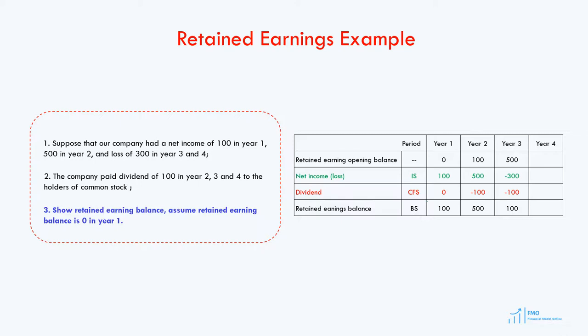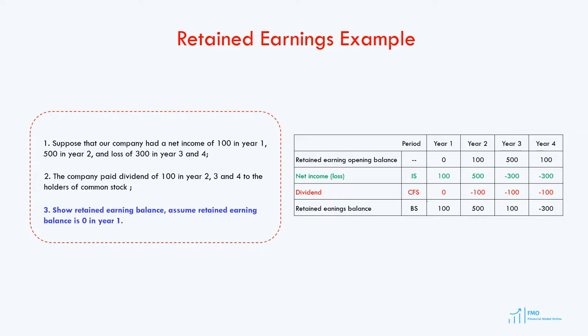In year 4, the retained earnings opening balance is 1,000. The company makes the loss of 300 again, according to the instructions. The dividend paid is 100 in year 4. The retained earnings closing balance will be 600, which is the opening balance of 1,000, less the loss of 300, and less the dividends of 100.